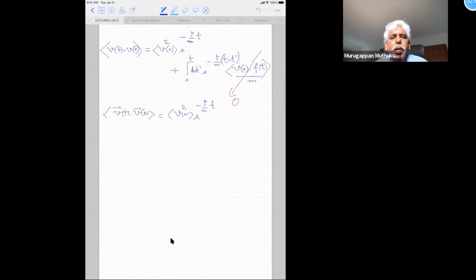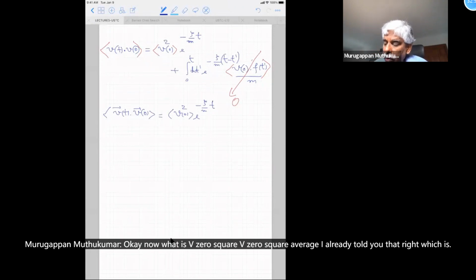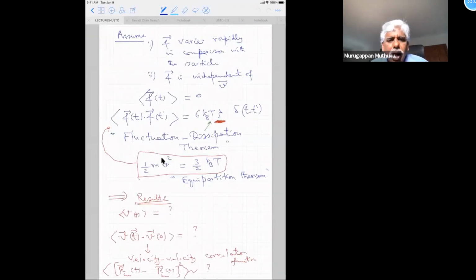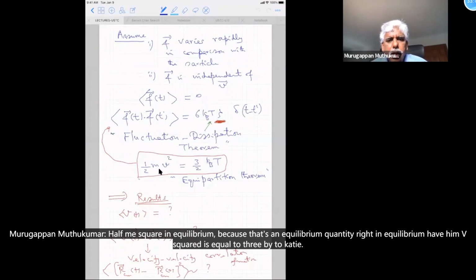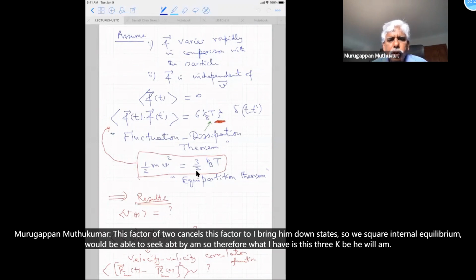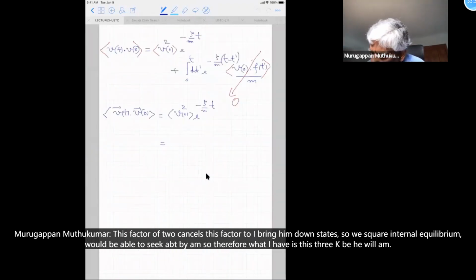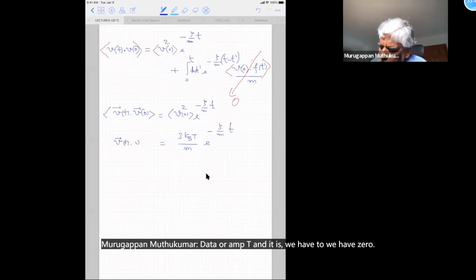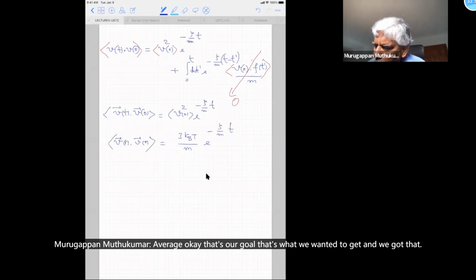It's an exponential decay. Okay, now what is V0 square? V0 square average, I already told you that, right? Which is here. Half mv squared in equilibrium, because that's an equilibrium quantity. In equilibrium, half mv squared is equal to 3 by 2 kT. Therefore, v squared would be 3 kT divided by m. This factor of 2 cancels with this factor of 2, I bring m downstairs. So v squared in thermal equilibrium would be equal to 3 kBT by m. So therefore, what I have is 3 kBT over m e to the minus zeta over m t, and this is V of t, V of 0 average. Okay, that's our goal. That's what we wanted to get, and we got that.